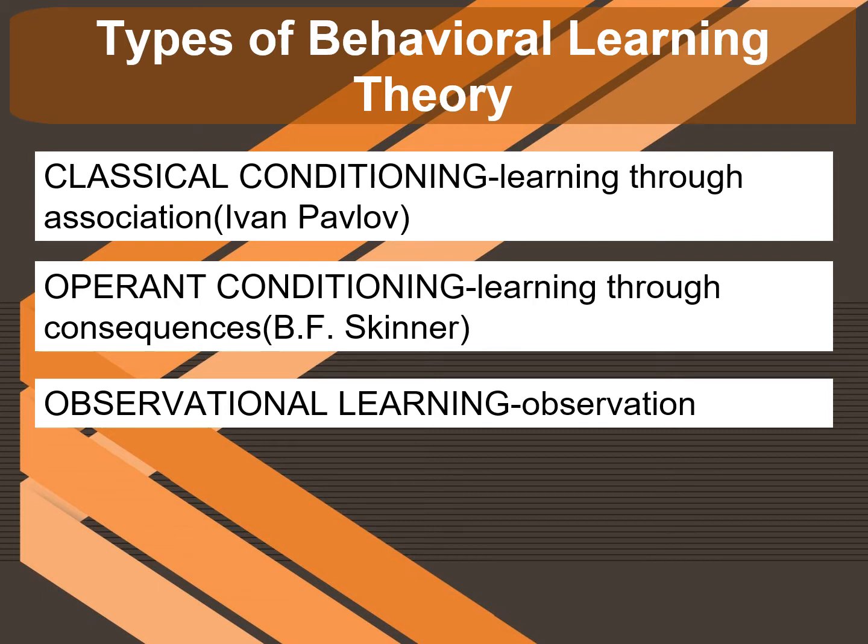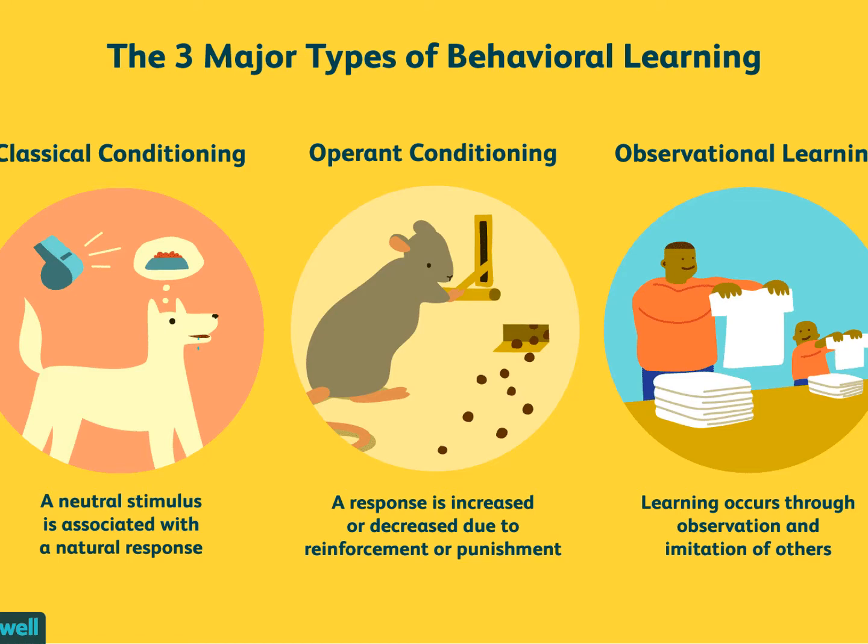So when we say classical conditioning, it is a learning process that occurs when two stimuli are repeatedly paired. A response, which is first elicited by the second stimulus, is eventually elicited by the first stimulus alone. So we also have here operant conditioning by B.F. Skinner, or learning through consequences. Then we have observational learning, or learning through observation. So we have here an example of these three: classical conditioning, operant conditioning, and observational learning.